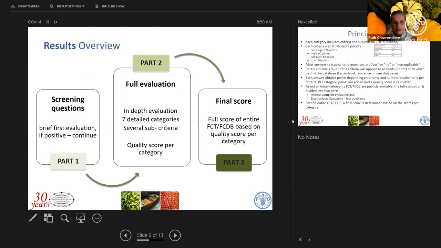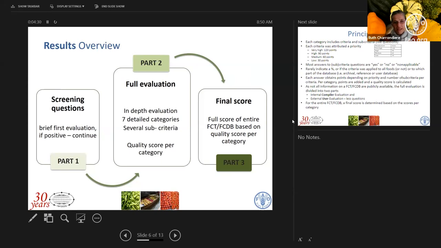So how is it looking? We have three parts. The first part is the screening questions, which are 8 questions. And if you get through it, then you are invited to do the full evaluation, which is part 2.